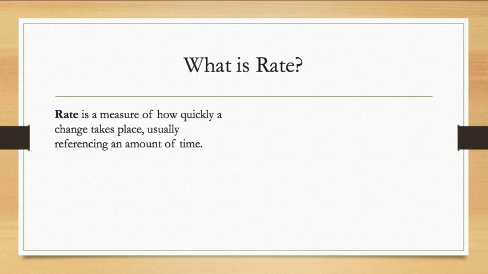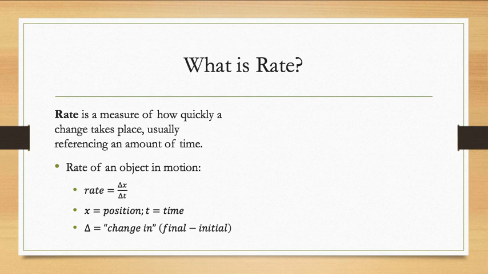Going back to something that might be familiar from physics: how fast is an object in motion moving? That might be something we want to calculate. We throw a baseball, how fast is that baseball moving? The rate in this case is equal to the change in position. That delta symbol, that little triangle, is the Greek letter delta, which means the change in. That usually means we're taking some final measure minus the initial measure, which gives us the change. So the change in position, x, where x is position and t is time, over the change in time gives us the rate.